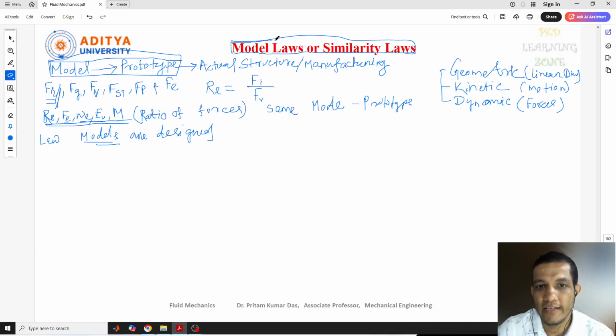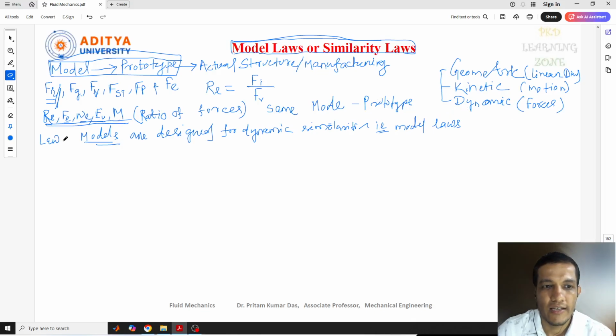That means we are discussing similarities. But as we can see, some difficulties are identified in these numbers. So a law which is framed based on how models are designed for dynamic similarities, not for geometric and kinematic ones, is called model laws, or the law of similarity, or similarity laws.